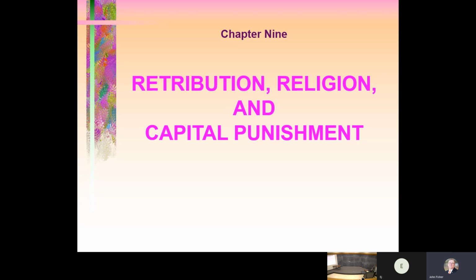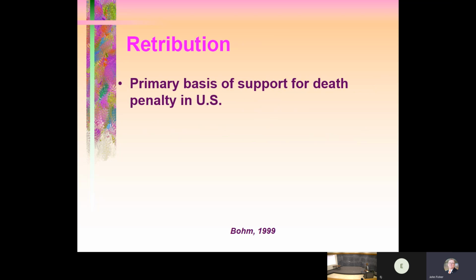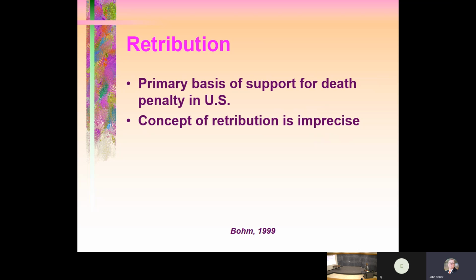Today, we're going to be talking about retribution, religion, and capital punishment. I am not attempting to impose my faith or anybody else's faith upon you at this venture. Religion is an issue when it comes to the death penalty, so we're going to discuss it. But let's first start with defining retribution. And retribution is the primary basis for the support of the death penalty in the United States.